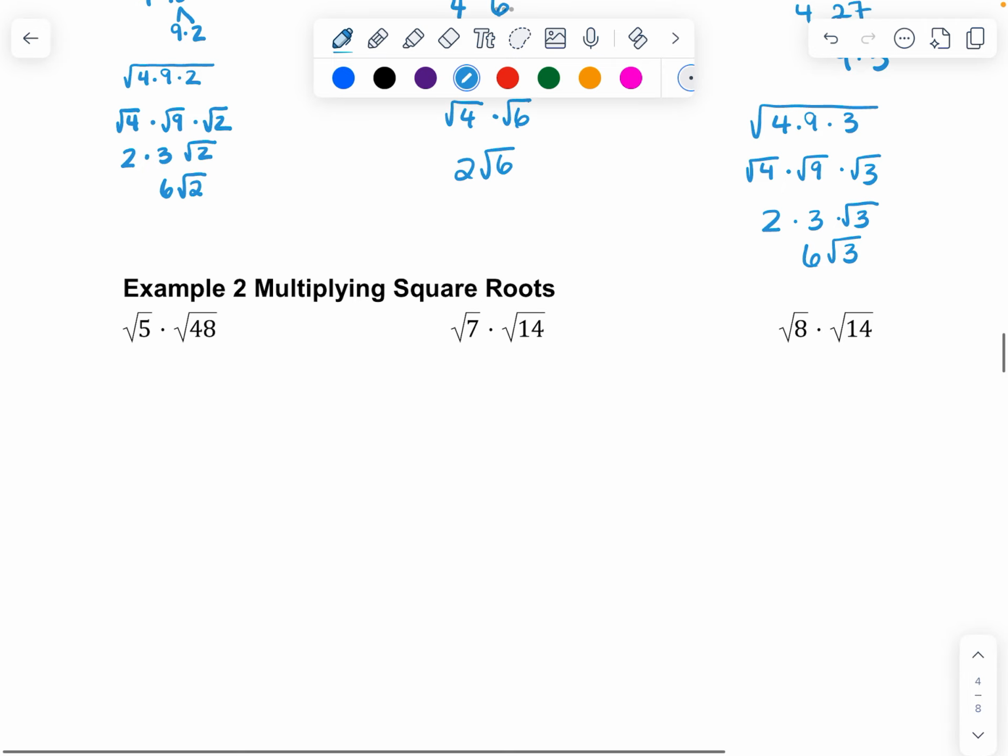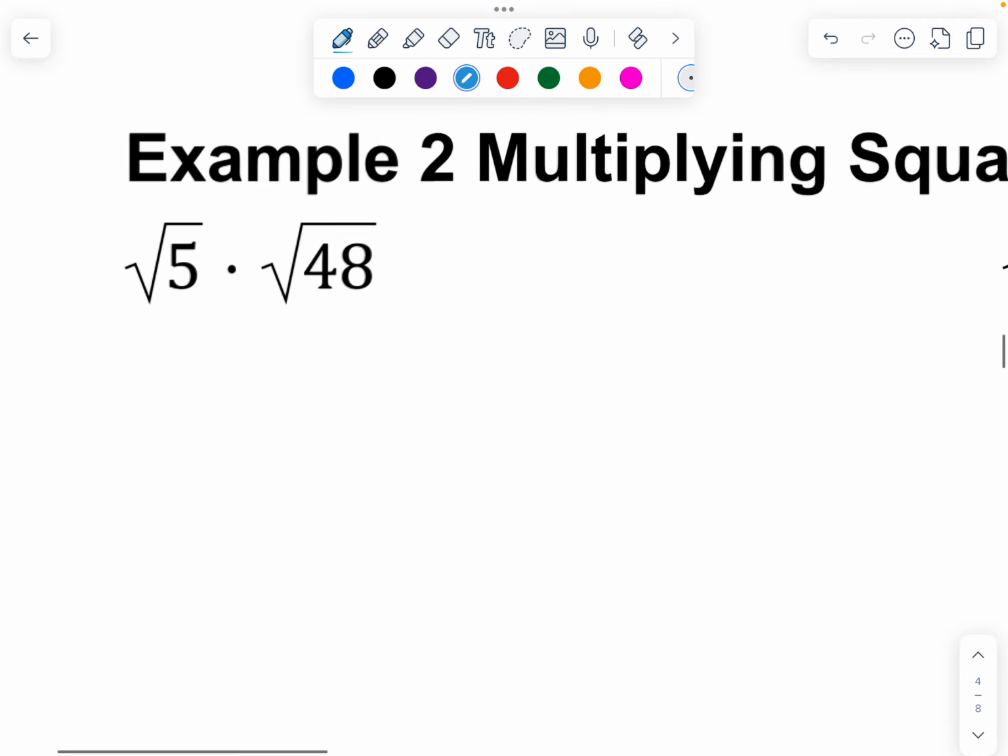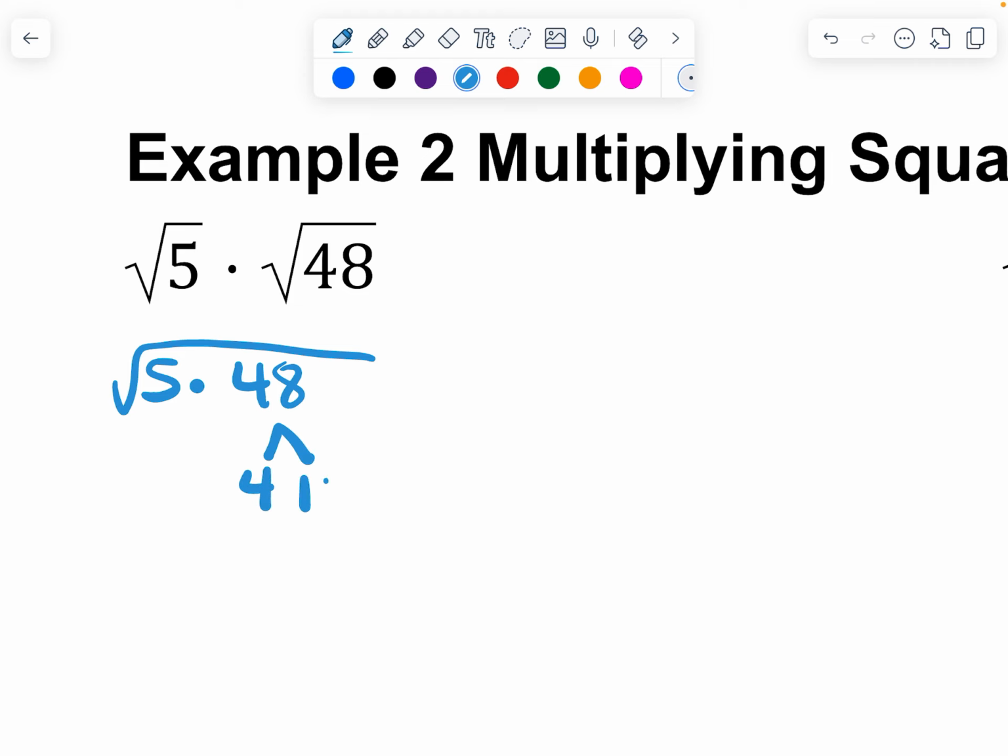Next part, multiplying square roots. Okay. So basically what we're doing is we're taking 5 times 48. Now I'm not going to actually multiply 5 times 48 right now because I'm trying to simplify this. I want to multiply it, but yet I also need to simplify this. So I'm going to take 48, and 4 goes into that 12 times. 4 goes into that 3 times.